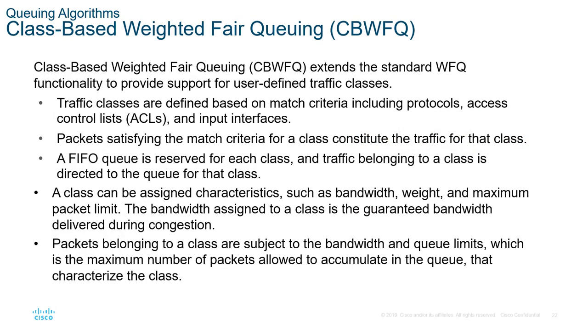We also have what's called class-based weighted fair queuing. This basically looks at our WFQ and expands it. We can look at traffic classes that are defined and match criteria, protocols, ACLs, input interfaces, and so forth. We could do packets satisfying the match criteria for forwarding. We could do a FIFO queue reserved for each class and traffic belonging to a specific class. And we can also look at a class that can be assigned characteristics such as bandwidth, weight, and maximum packet transmit limits. This basically will assign bandwidth to a class that's guaranteed bandwidth delivery.